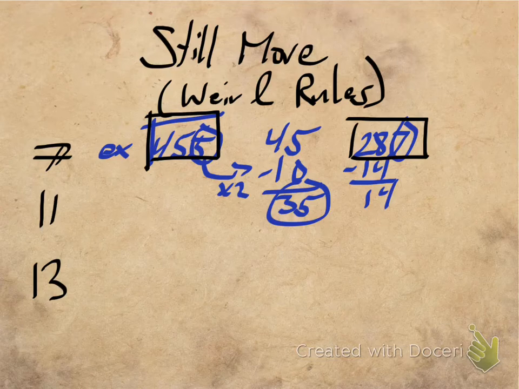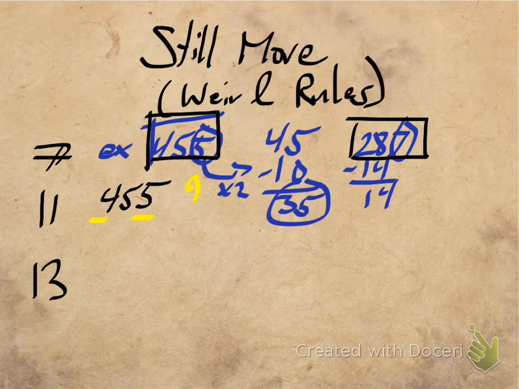Now, the next one is the divisibility by 11 rule. So let's take the same number, 455, and see if 11 goes into it. So what we do for this is we take all the odd digits. You take the odd digits, which in this case are the 4 and 5, and you add them together. So that gives me 9.